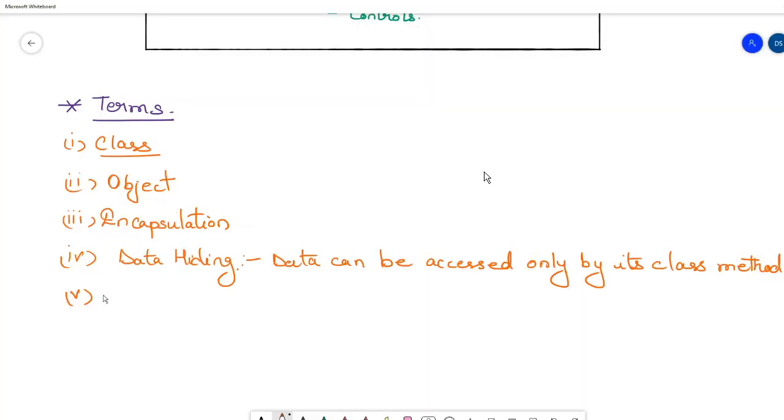Now the next is a familiar word to us, that is inheritance. Inheritance is the mechanism that permits new classes to be created out of the existing classes, and at the same time it shares the properties of the existing class with the new classes. In such a way, we extend and revise its capabilities. We have many types of inheritance: single, multiple, multi-level, hierarchical, and hybrid.